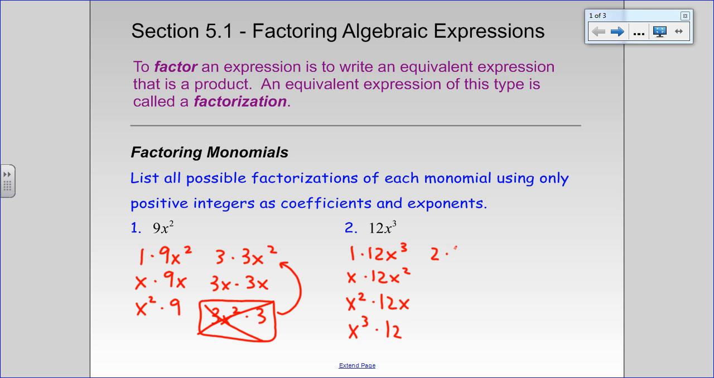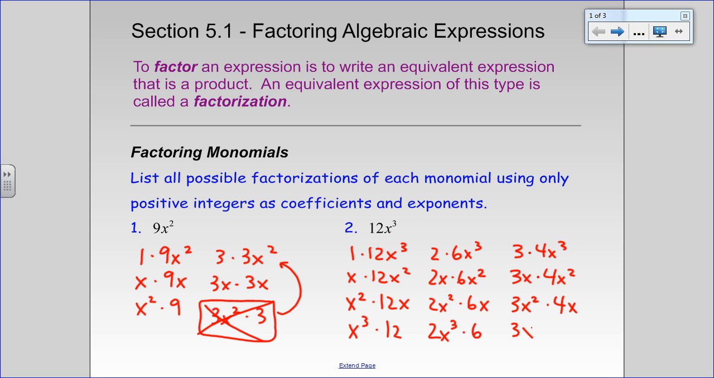We also have 2 times 6x cubed, 2x times 6x squared, 2x squared times 6x, and 2x cubed times 6. And then finally, 3 times 4x cubed, 3x times 4x squared, 3x squared times 4x, and 3x cubed times 4. 12 distinct factorizations.